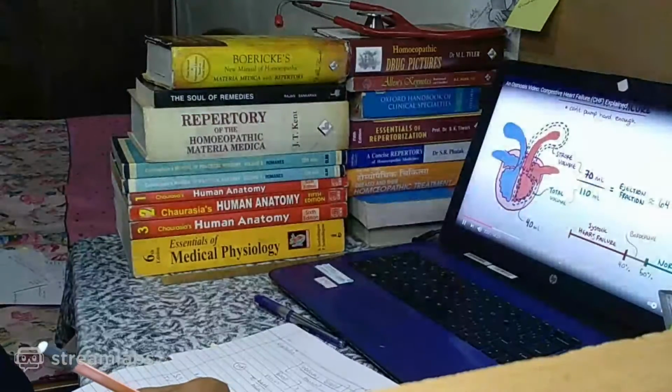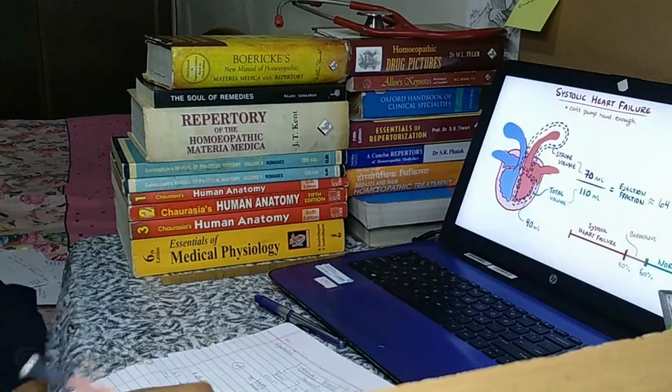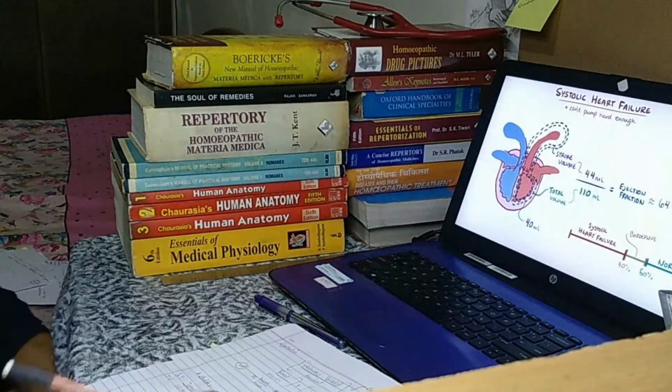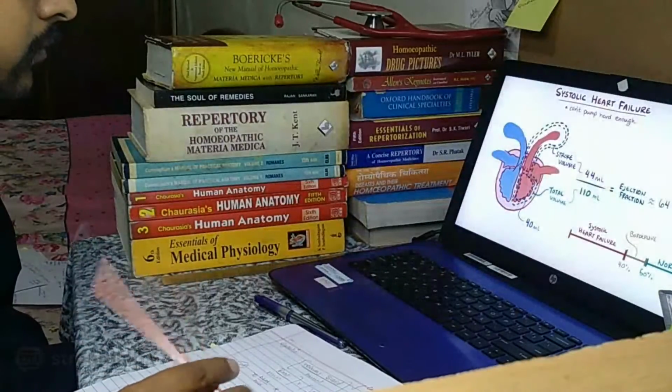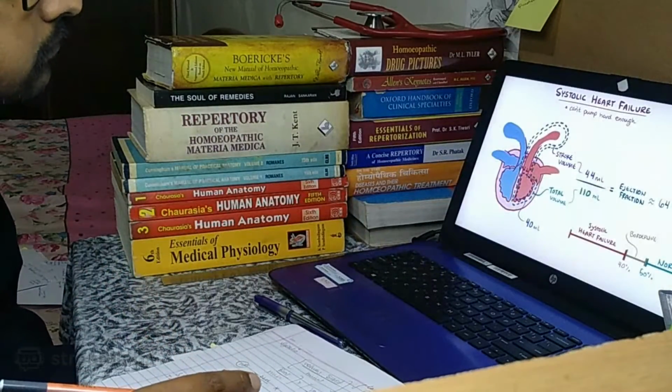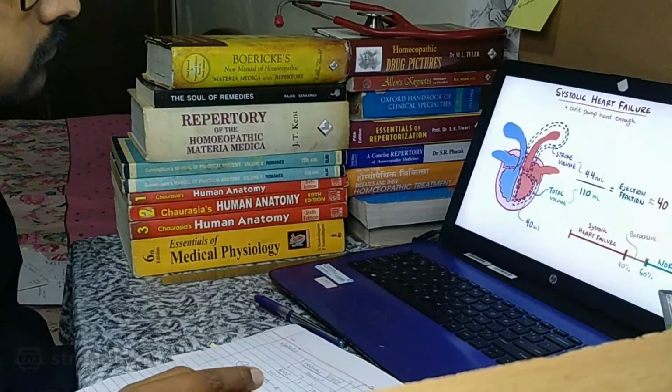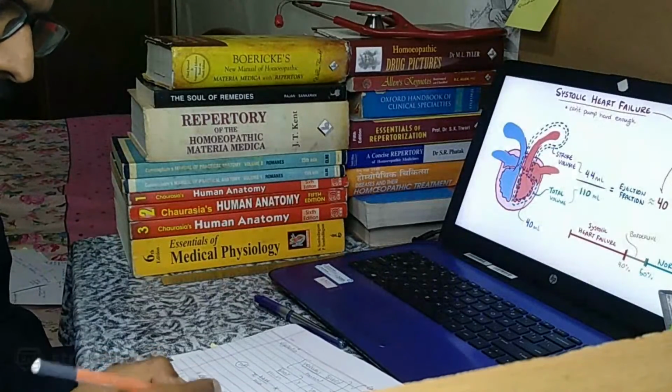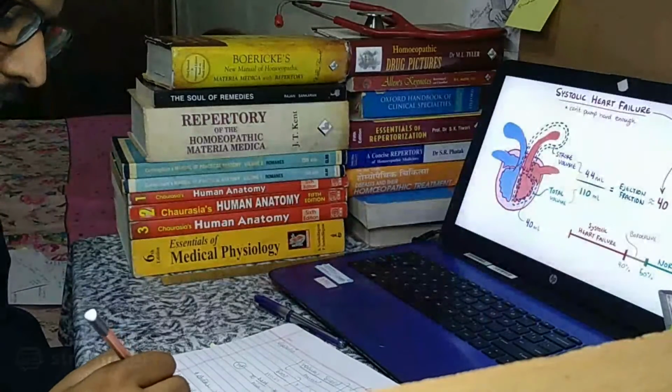So in our example, if the total volume of the left ventricle is 110 milliliters, but only 44 milliliters was pumped out with each beat, then you have 44 milliliters divided by 110 milliliters, which is 40%. And we would say that person is in systolic heart failure.